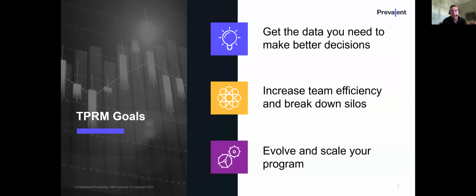So get the data you need to make better decisions. Second, increasing team efficiency and break down silos. I mean, this is like number one, right? From an efficiency perspective, I mentioned before about spreadsheets.